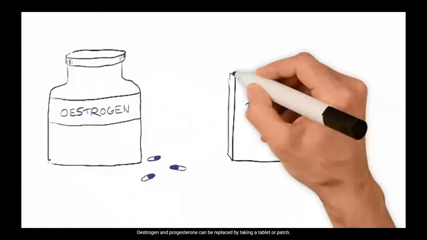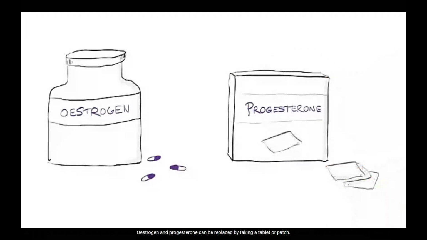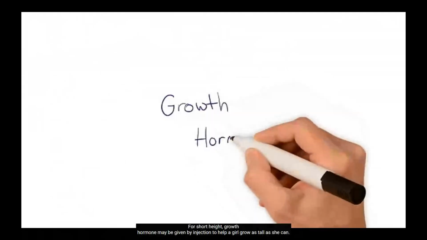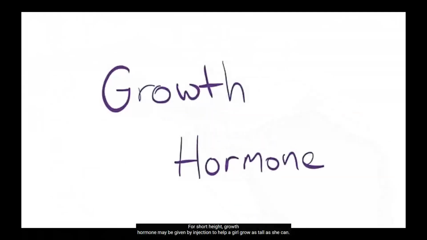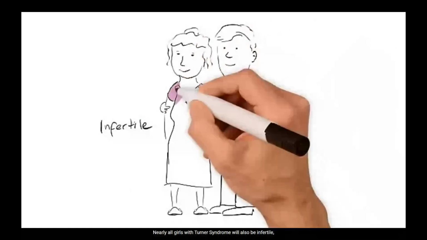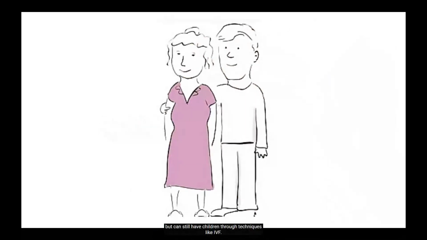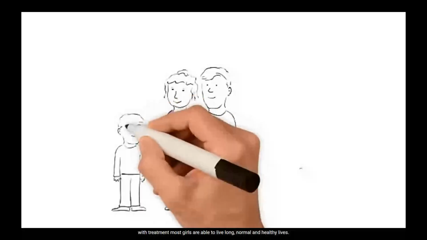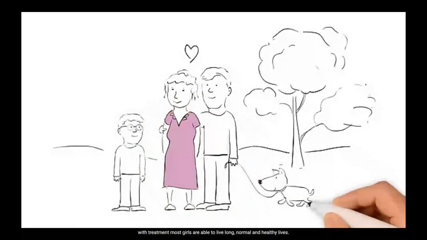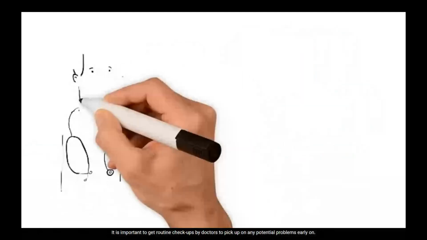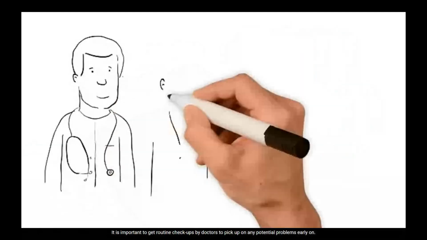Estrogen and progesterone can be replaced by taking a tablet or patch. For short height, growth hormone may be given by injection to help a girl grow as tall as she can. Nearly all girls with Turner syndrome will also be infertile, but can still have children through techniques like IVF. So, although there's no cure for Turner syndrome, with treatment, most girls are able to live long, normal, and healthy lives. It is important to get routine checkups by doctors to pick up on any potential problems early on.